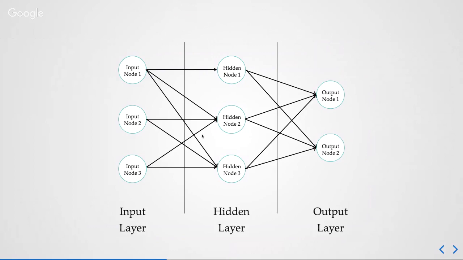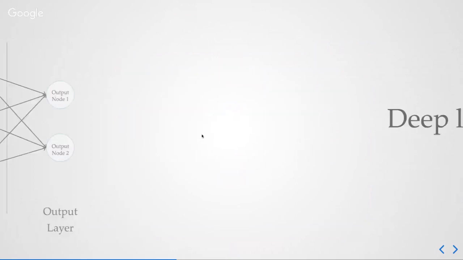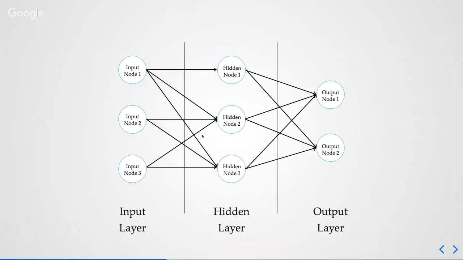So how do we make this into deep learning? Deep learning essentially is this: you have a neural network, and you add more hidden layers inside. That's where the deep learning part comes in. So basically it's a deep neural network, you have a lot more layers inside.